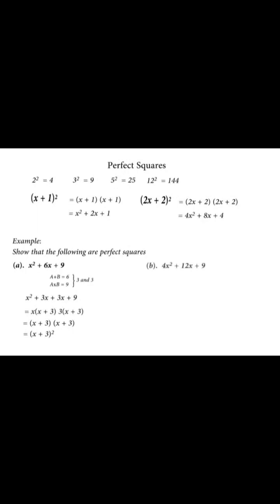B, 4x squared plus 12x plus 9. Two numbers, a plus b should be equal to 12, and a times b should be equal to 36. Those numbers are 6 and 6. Rewrite the expression 4x squared plus 6x plus 6x plus 9. Factorize 2x into 2x plus 3, then 3 into 2x plus 3. Then get 2x plus 3 times 2x plus 3. That is also equal to 2x plus 3 squared. And so the expression B is also a perfect square.